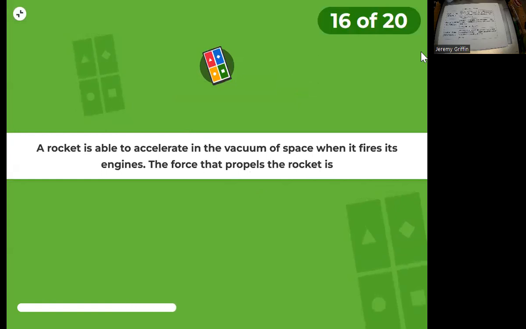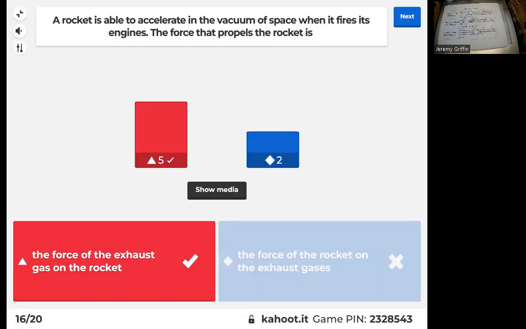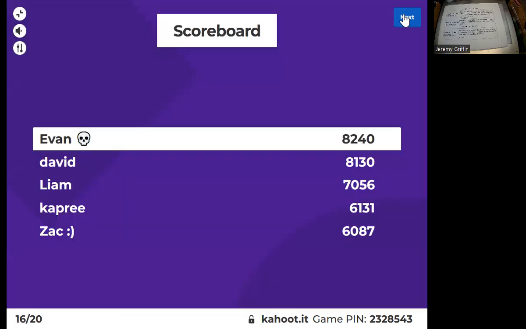A rocket is able to accelerate in the vacuum of space when it fires its engines. The force that propels the rocket is... Yeah, the force of the exhaust gas on the rocket. So the rocket is pushing the exhaust gases out the back, and the exhaust gases are pushing the rocket forward with an equal and opposite force. Rocketry. All right, wish you guys got that.